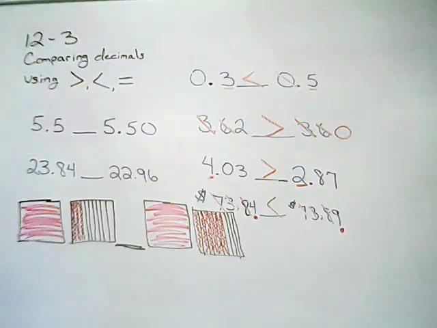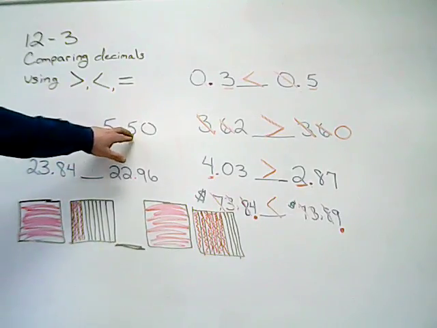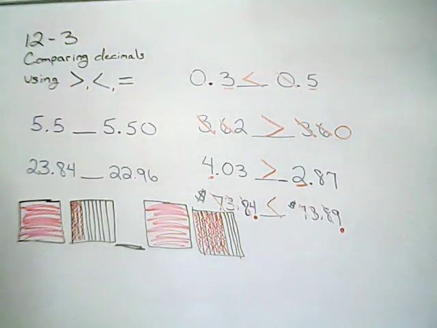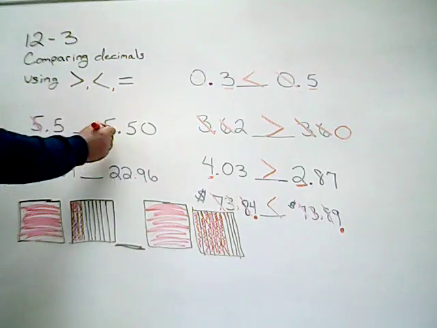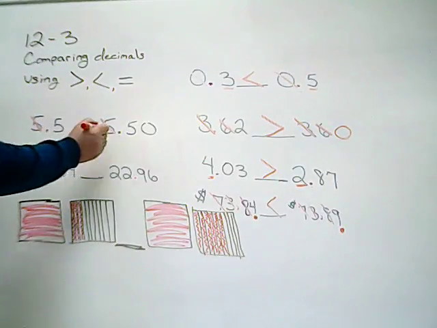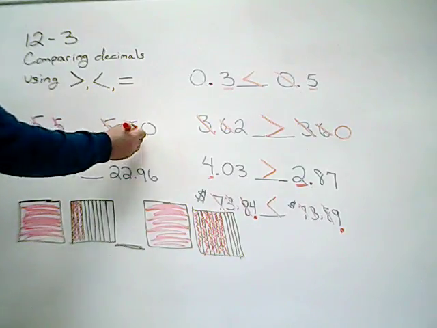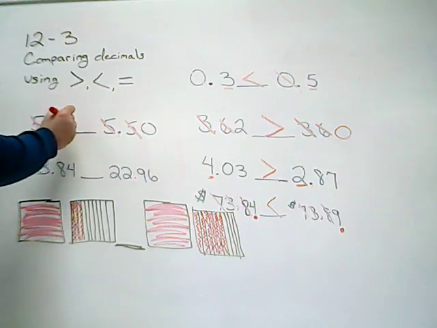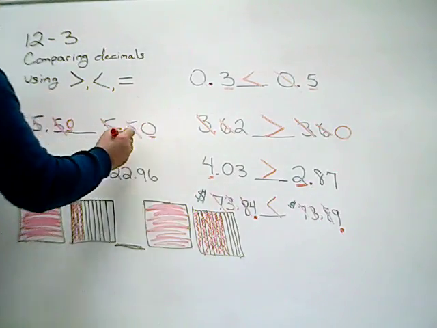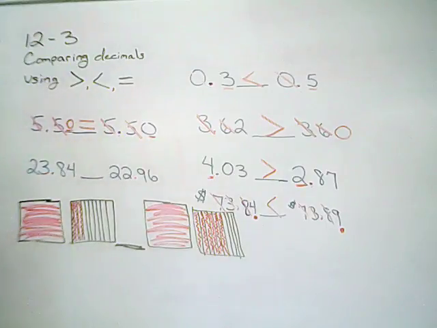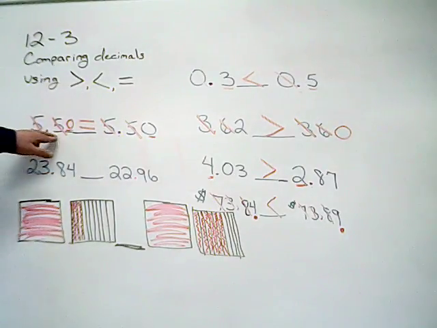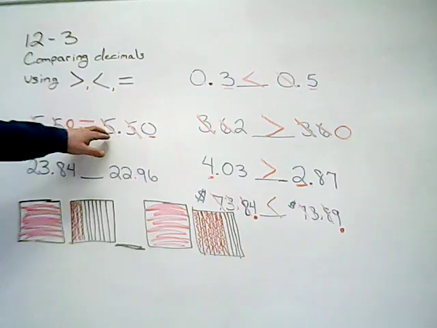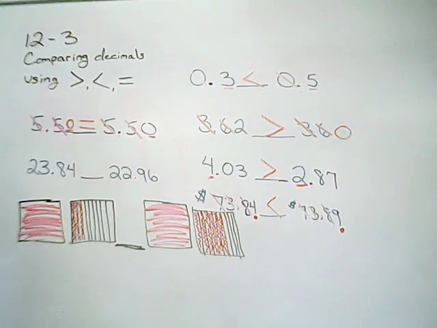I'm sure you're catching on by now. Do 3 more examples here. 5 and 5/10 is greater than, less than, or equal to 5 and 50/100. Take your time, do your comparisons. 5 ones, 5 ones. Decimal point, 5/10, 5/10. No hundredths. There's nothing here, so I can put my 0 and a 0 here. That means that these numbers are equivalent. 5 and 5/10 is equal to 5 and 50/100.